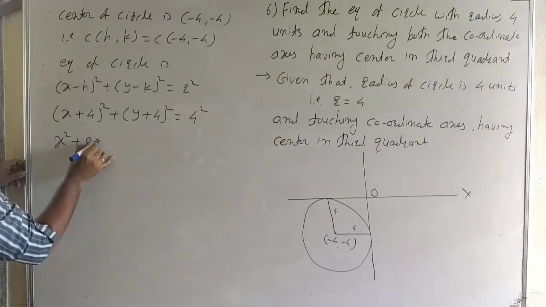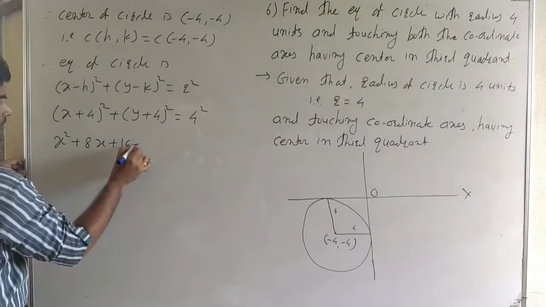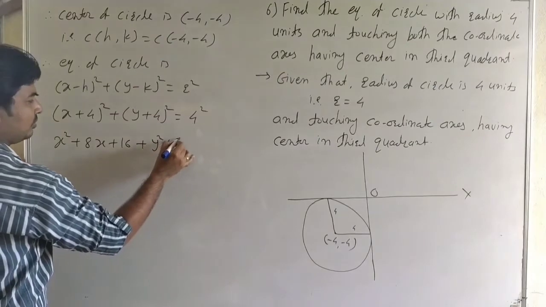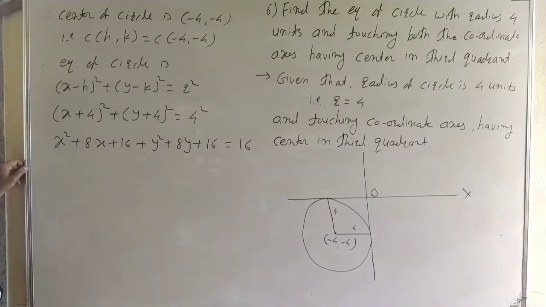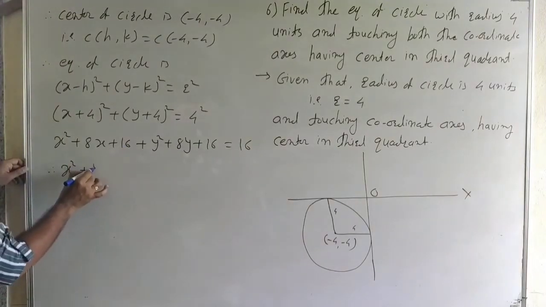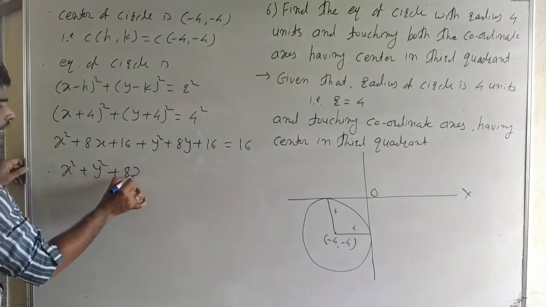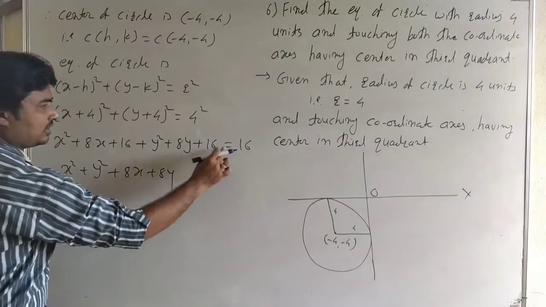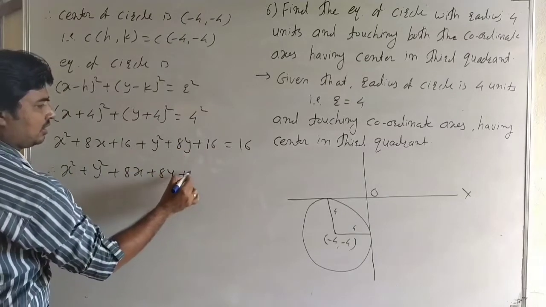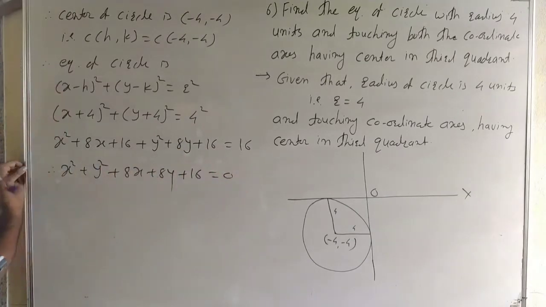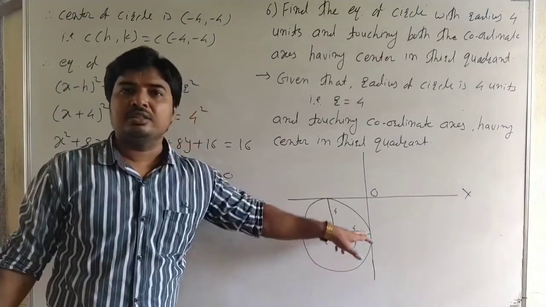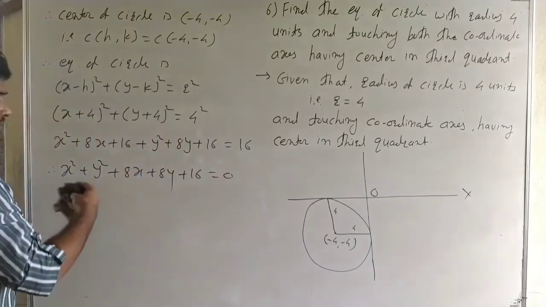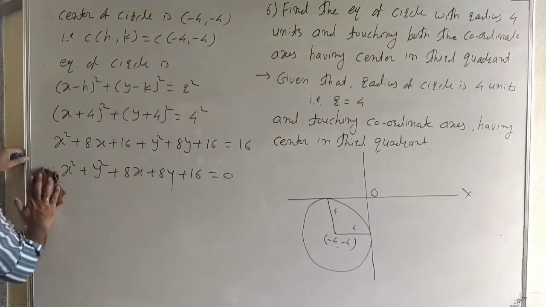x square plus 8x plus 16, y square plus 8y plus 16 is equal to 16. Okay, expand it, and then the equation of the circle is x square plus y square plus 8x plus 8y, the 16 gets cancelled, and this 16 remains, equals 0. It is the equation of the circle having center -4, -4 and radius 4. See carefully this example.